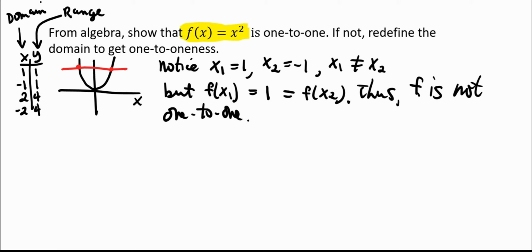But we can redefine the domain. As of right now, the domain would be all real values. So here for this one, the domain is equal to, for all x, such that x is a real number. And there's several ways you can write that. You could say negative infinity is less than or equal to x, less than or equal to positive infinity. It says the same thing.